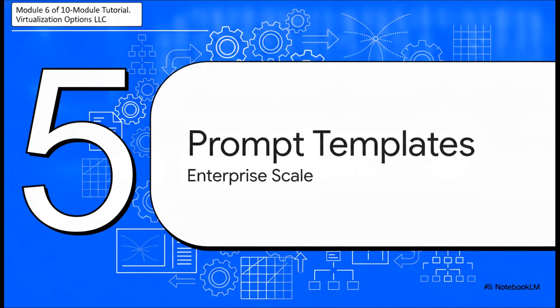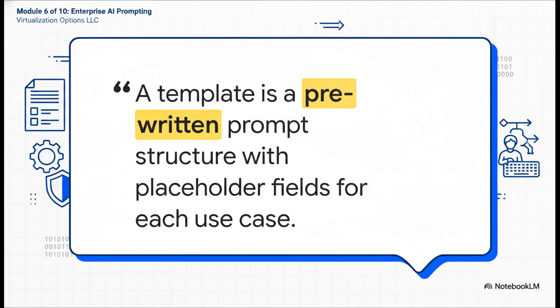Which leads us to Section 5, leveraging prompt templates. This is exactly how organizations take individual wins and systematize them across whole teams or departments. As the source material defines it, a template is a pre-written prompt structure with placeholder fields that can be filled in for each specific use case. Think about an HR team writing job descriptions, right? Instead of writing a one-off prompt from scratch every single time, they just use a standard template. They pop in the role, the tone, and the company size. It guarantees consistent, high-quality output and puts an end to the wildly inefficient habit of constantly reinventing the wheel.